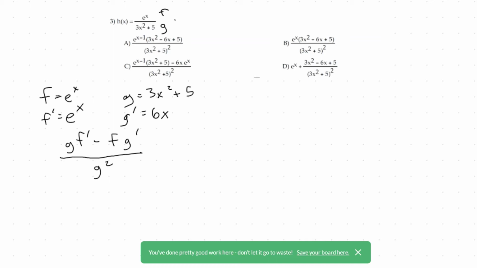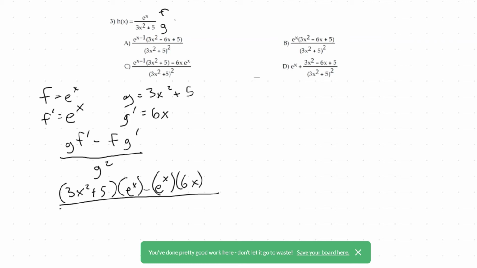In our case, this is going to be g, which is 3x squared plus 5, that we're substituting in the place of g. And then f prime is going to be e to the x. This will be minus f, which is e to the x, times g prime, 6x, all divided by the bottom squared. So this is going to be 3x squared plus 5, that was the bottom, and it's going to be squared.